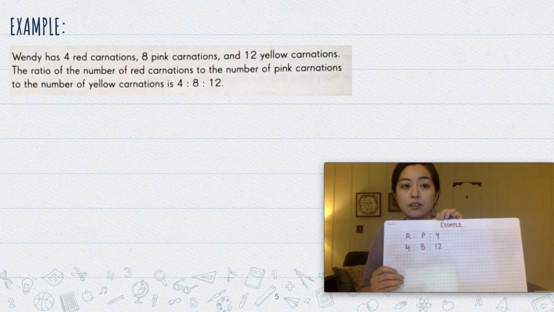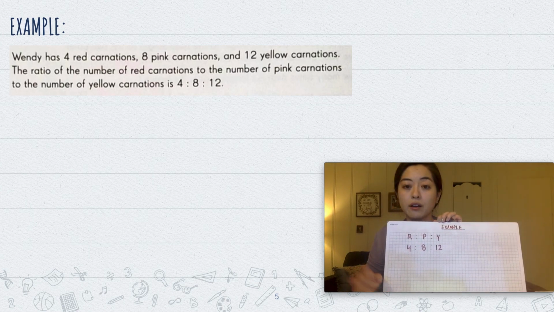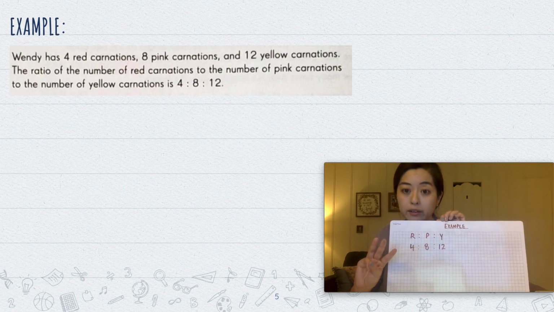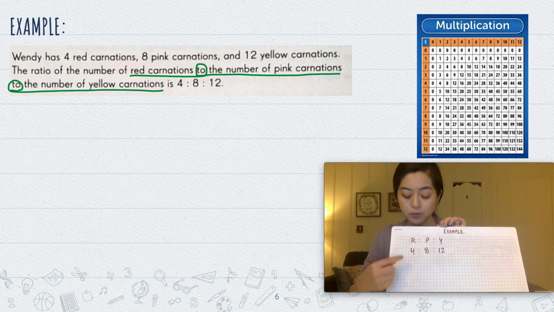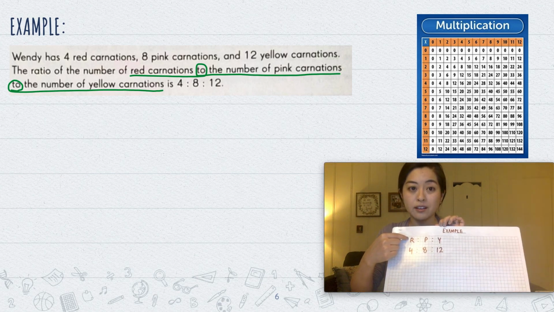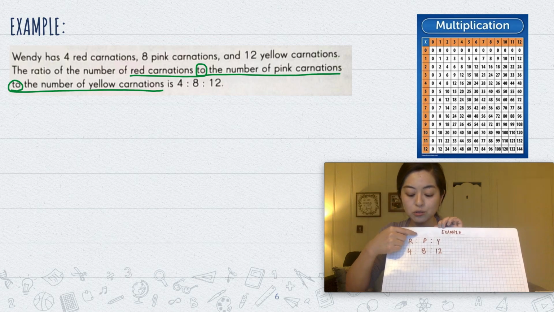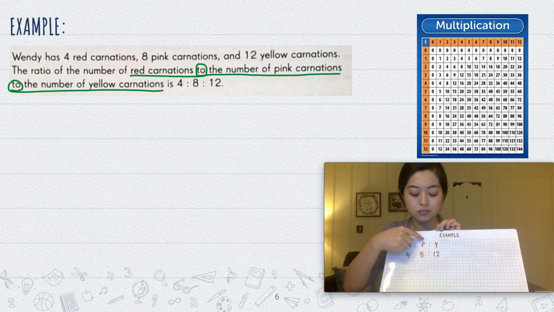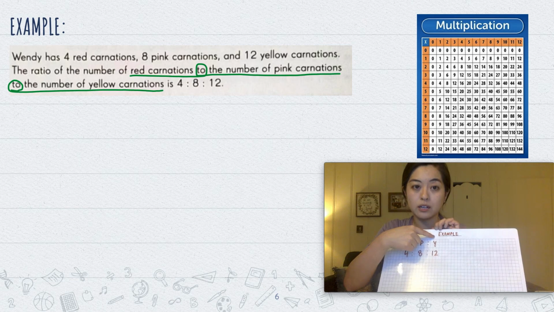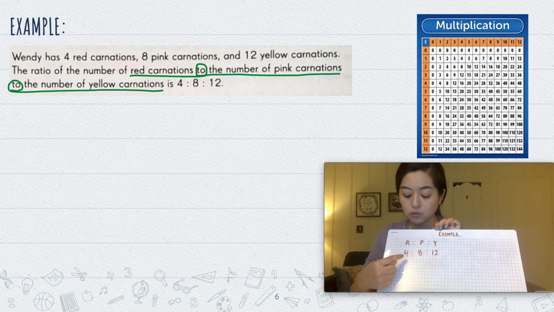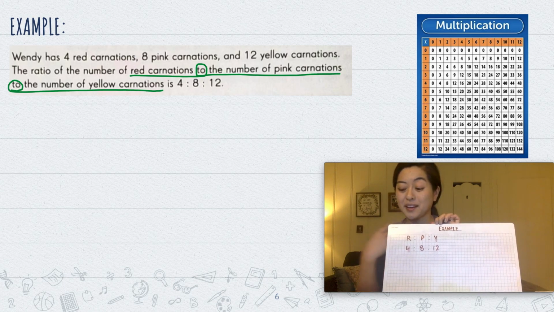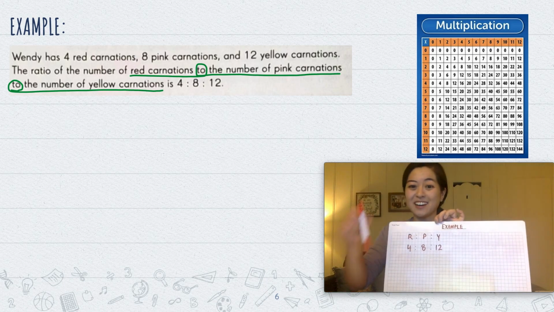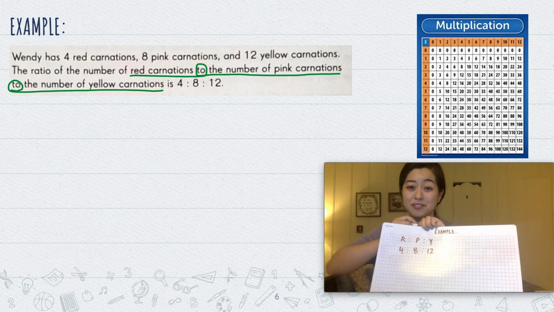So even when we're comparing three quantities, order still matters because it's a ratio. Now notice here, they started with the red, right? It says red carnations to the number of pink carnations to the number of yellow carnations. So they put the ratio in this order, 4 to 8 to 12. But am I done? I'm not done. I have to always simplify, okay?